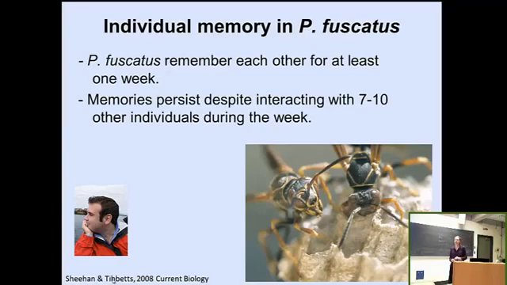How long do they live? They live for a year. So a lot of that is hibernating, but their active life is maybe five months where they're really doing interesting social things.